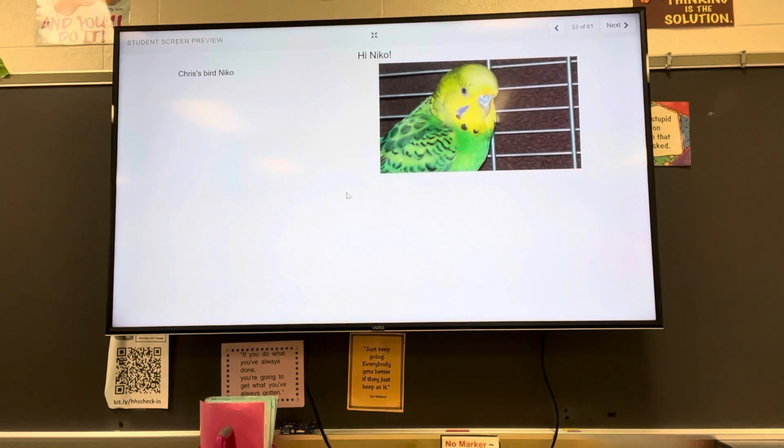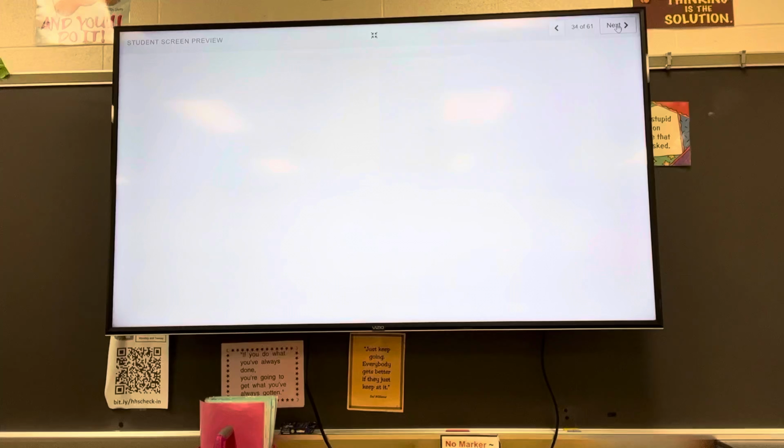I believe that is a parakeet. It's a cute name for a bird. It is cute. He or she looks like, I think it's a happy bird right there. My daughter has a bird.